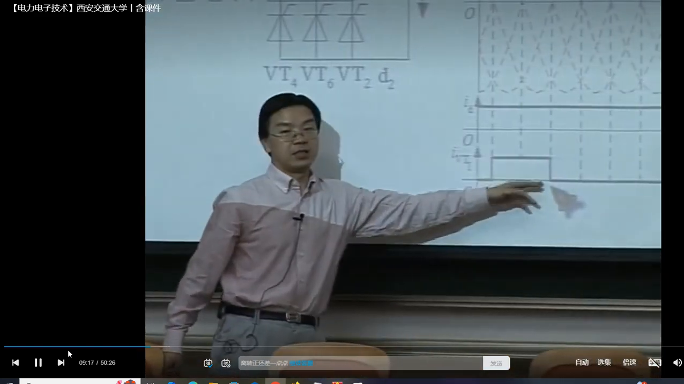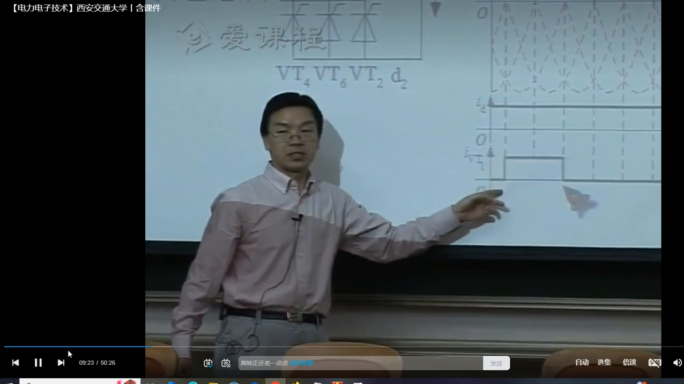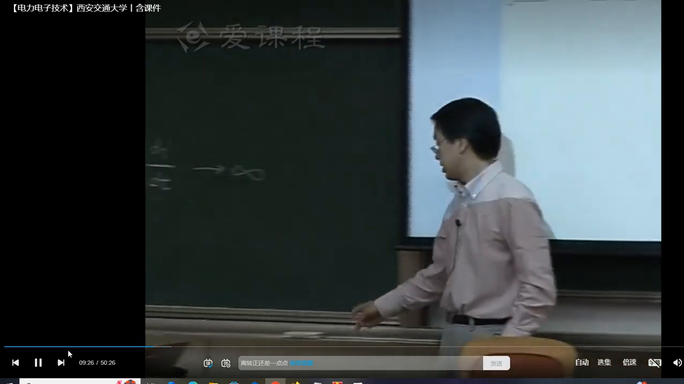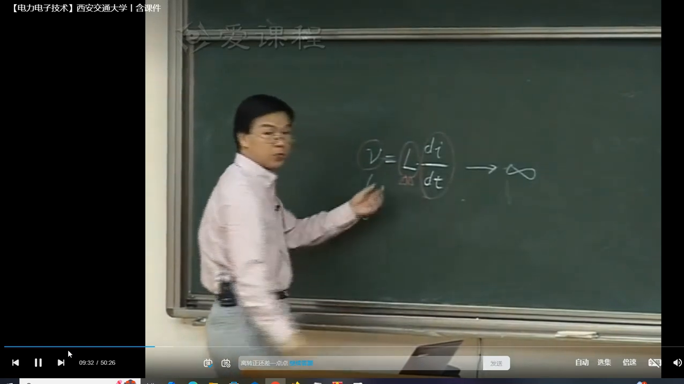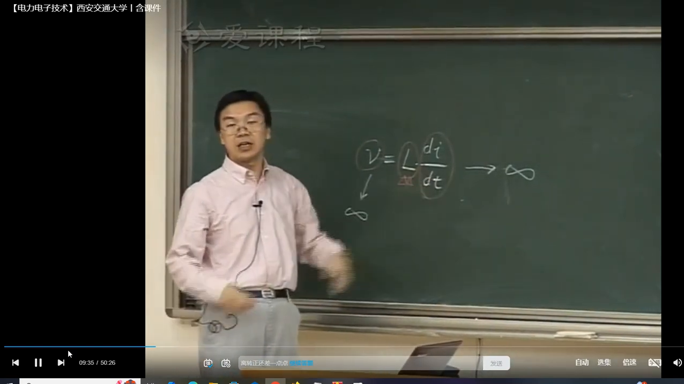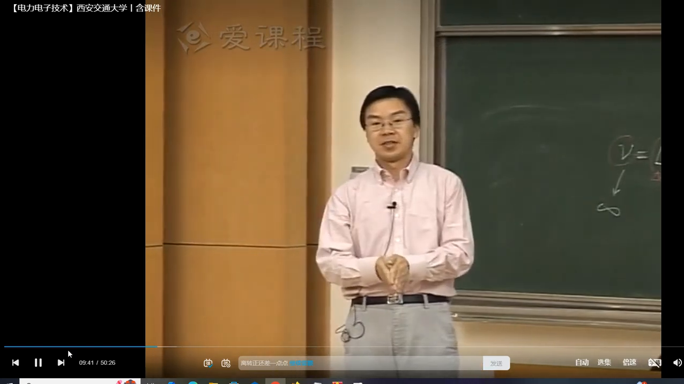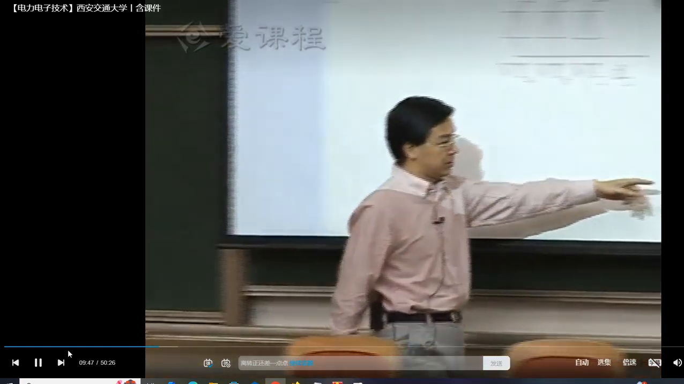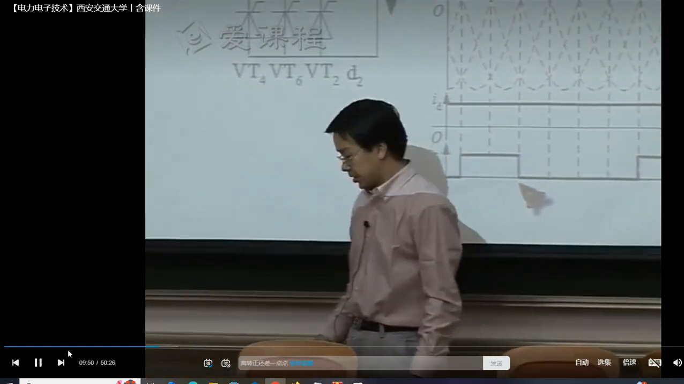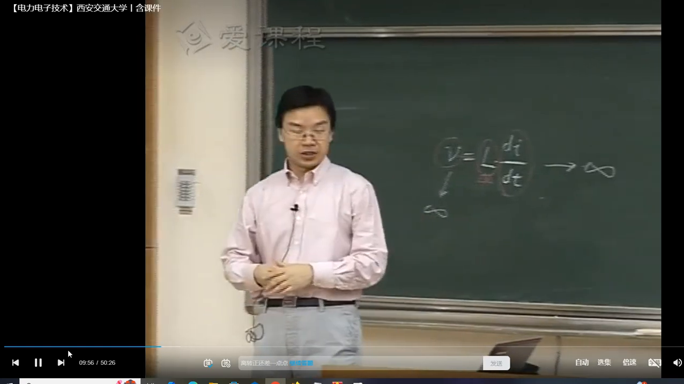Or I would say this current changing cannot be instant. This changing process cannot be an instant change. There is always a process as long as you have certain inductance. When you have certain inductance, this current changing cannot happen instantly. That's the practical case. This instant change is the ideal case. So as long as in the circuit you have some inductance, this current changing cannot be instant.